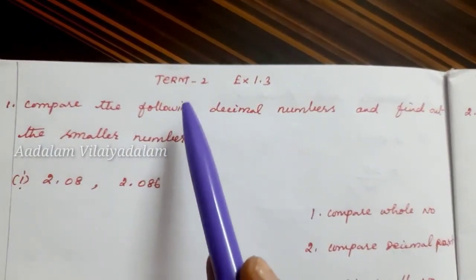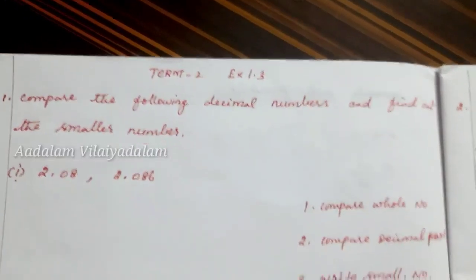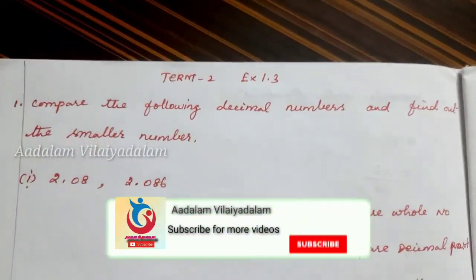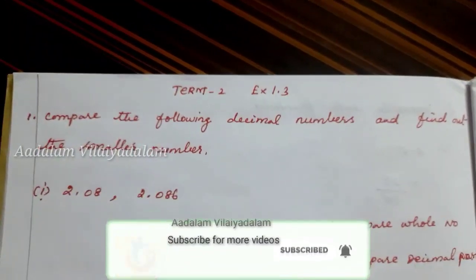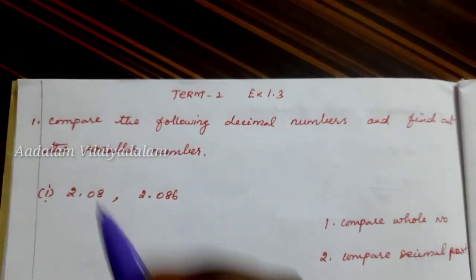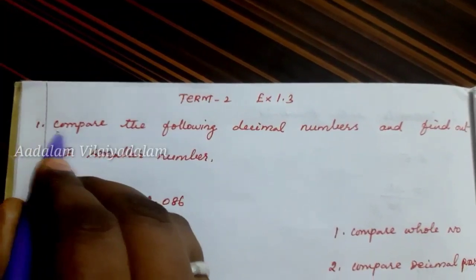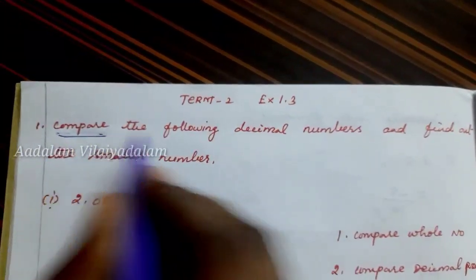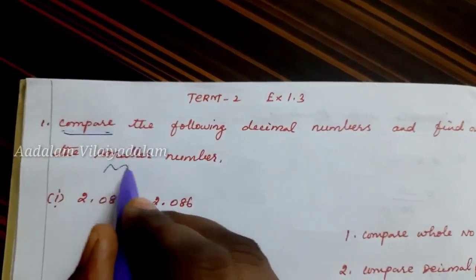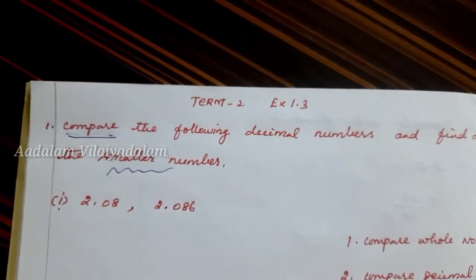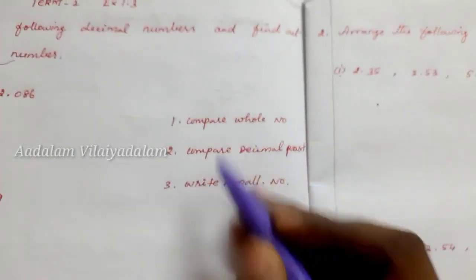Today we shall learn term 2 exercise 1.3. Compare the following decimal numbers and find out the smaller number. So what is given in the question? They are asking us to compare the following decimal numbers and to find out the smaller number.